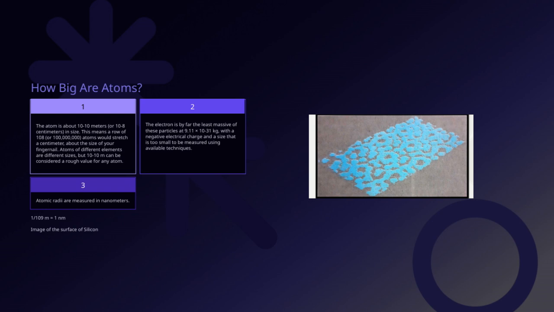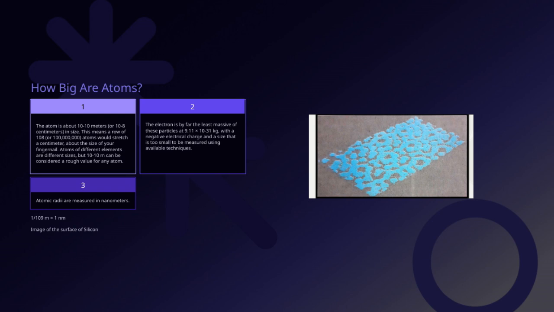Now, considering the fundamental particles within an atom, the electron stands out because it's by far the least massive. It weighs only about 9.11 times 10 to the minus 31 kilograms, which is incredibly tiny. Plus, it carries a negative electrical charge. Its size is so small that current measurement techniques can't even determine its exact dimensions.